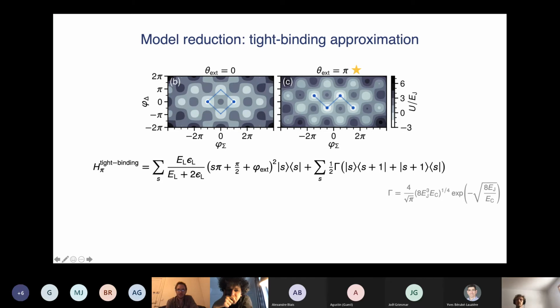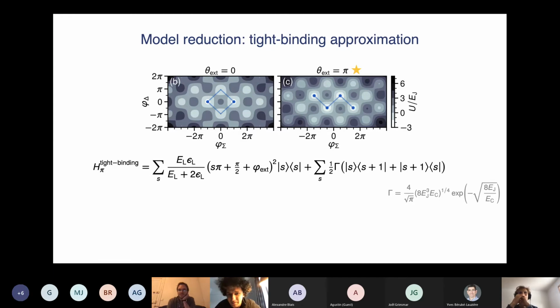So here, the inductive energy or curvature along the horizontal axis is given by the same as the phi sigma axis, which is this, sorry, it's a series combination of EL and then the 2 epsilon L's. So the important thing here is that the minima are separated actually by pi and not 2 pi as we walk along this zigzag path. And we also have the same phi external, which is determining the equilibrium position.